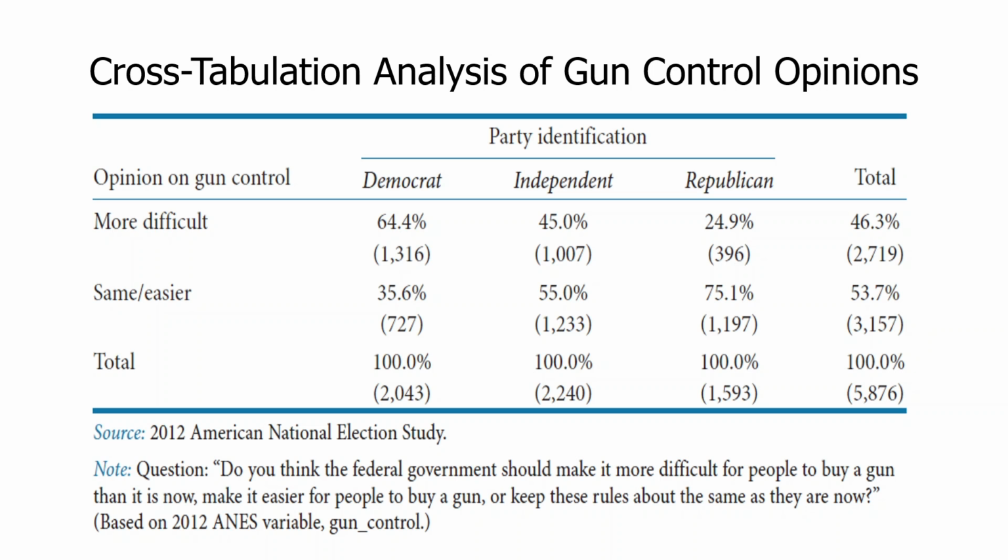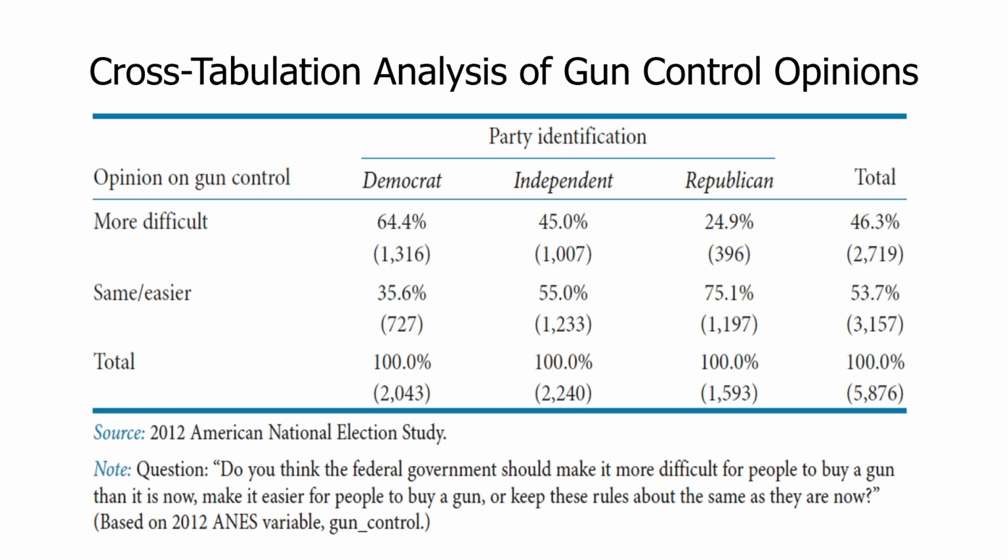Notice that the values of the independent variable define the columns of the cross-tabulation. So everybody in this column is a Democrat, 2,043 of them. All the independents are here, 2,240. And all the Republicans are here, 1,593. And then the entire sample, all partisan groups combined, defines the total row. So think of these as silos. As you're going across, you're comparing this group of respondents, Democrats, with this group and with this group.